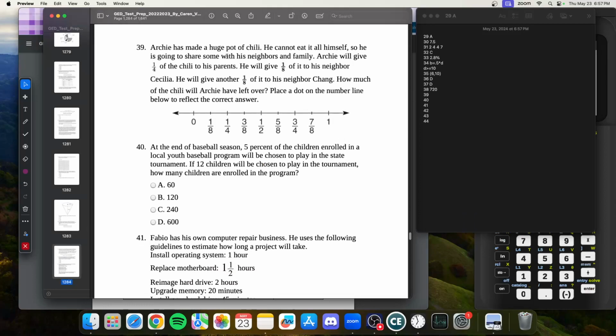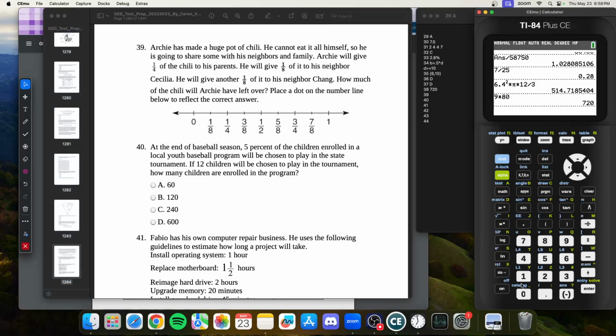39. Archie's going to make a huge pot of chili. He cannot eat it all himself, so he's going to share some with his neighbors and his family. Archie will give 1/4 of his chili to his parents, 1/8 of it to his neighbor Cecilia, and another 1/8 of it to his neighbor Chang. How much of the chili will Archie have left over?